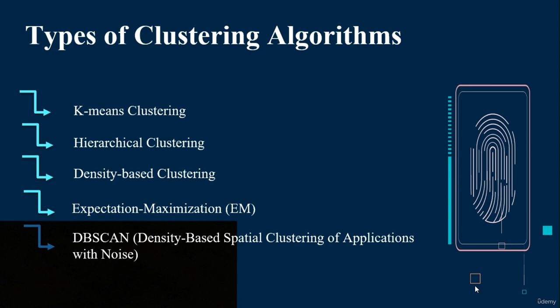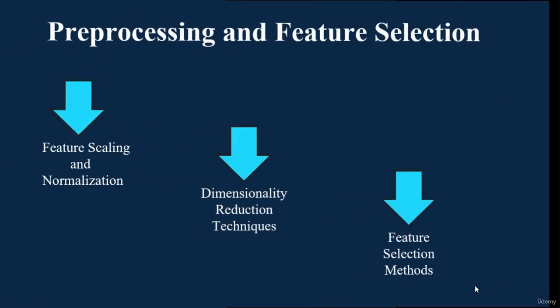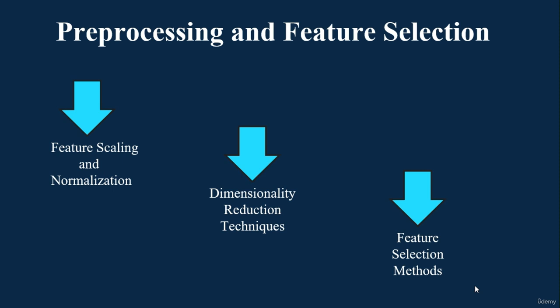So, our next segment is pre-processing and feature selection. Data cleaning and transformation. Before applying a clustering algorithm, it is crucial to pre-process the data by removing missing values, handling outliers, and transforming variables if needed. Data cleaning ensures the quality and reliability of the clustering results.